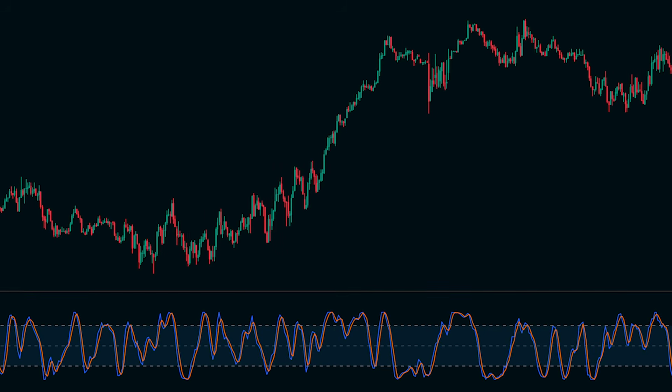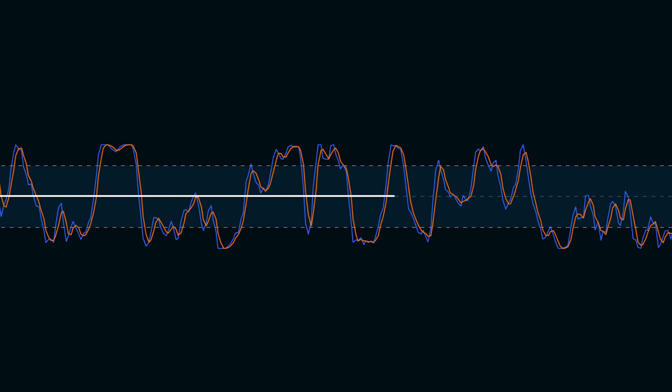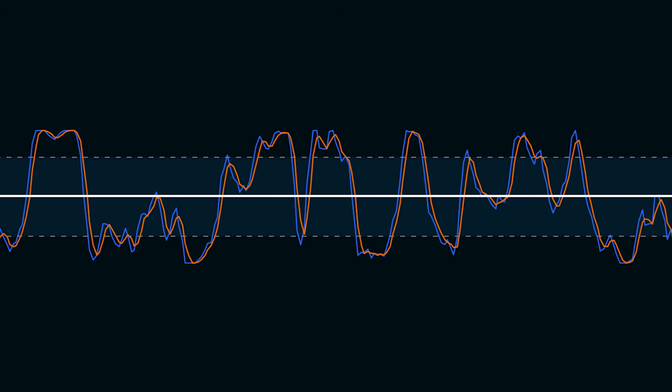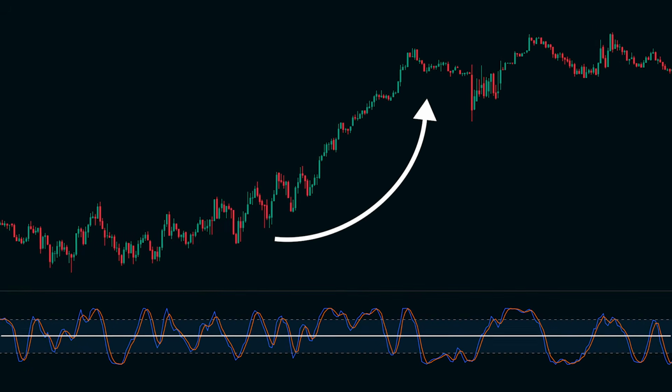Now, let us cover the 3 key uses of this indicator. The first use is trend identification. Stochastic RSI has a midline at 50. Most traders completely ignore this level. This is a mistake. The 50 midline tells you the trend bias for the session.